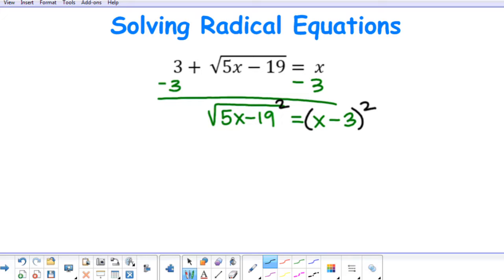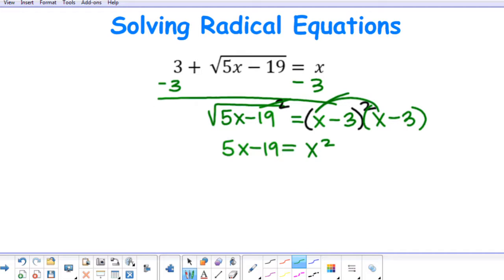On the left side, my square root is going to cancel, leaving me with 5x subtract 19. On my right side, though, I have a binomial squared. When I have a binomial squared, that means I have to duplicate the term in FOIL. So x times x will give me an x squared. X times a negative 3 will give me a negative 3x. Negative 3 times x is a negative 3x. And negative 3 times a negative 3 is a positive 9.